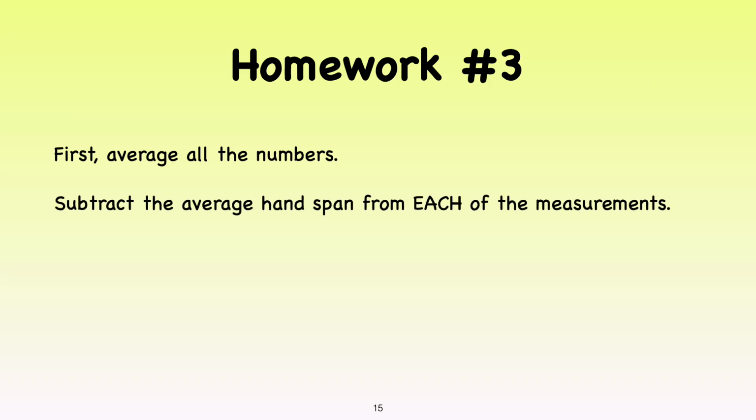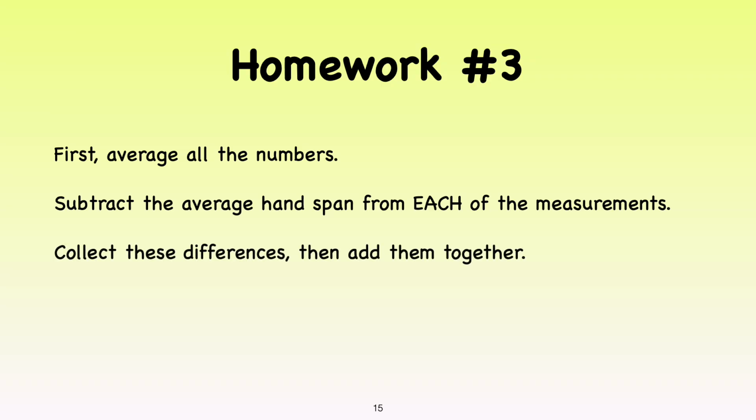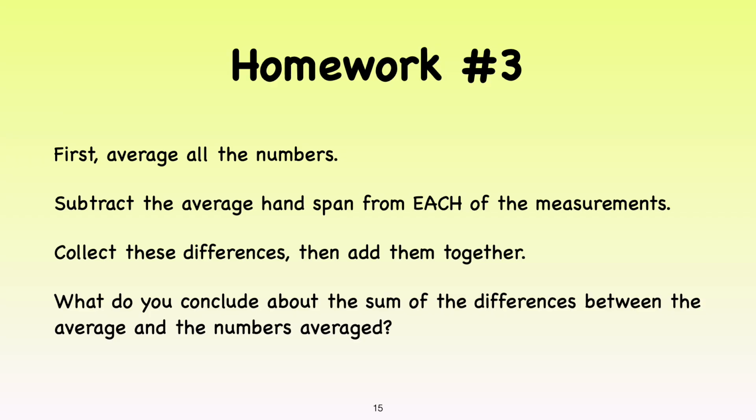Then subtract the average hand span from each of the measurements. Collect these differences and then add them together. And then what do you conclude about the sum of the differences between the average and the numbers averaged? Pause the video here if you need to work out these steps for this problem. And I'm not going to give away the last question.